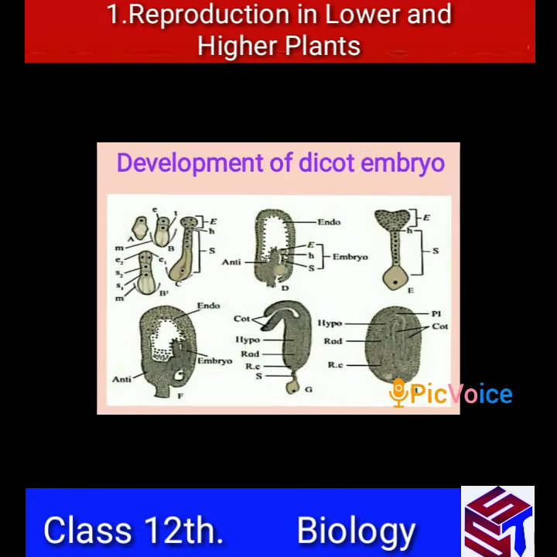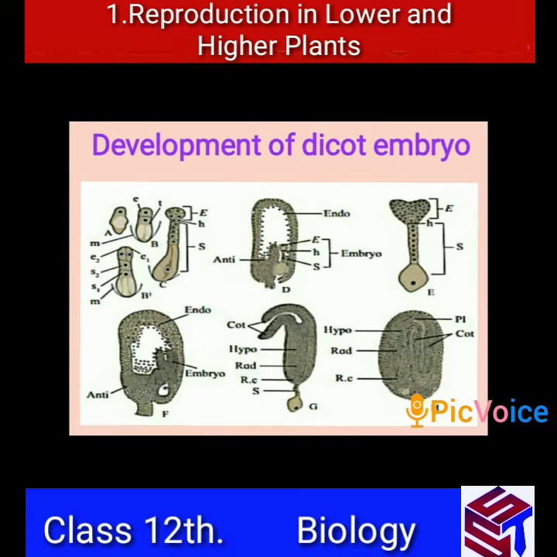Next we will be seeing development of the embryo. The process of development of the zygote into the embryo is called embryogenesis. So what is embryogenesis? It is nothing but the process of development of the zygote into the embryo. This embryo develops at the micropylar end of the embryo sac. After a certain amount of endosperm is formed, after fertilization, the embryonic development starts.